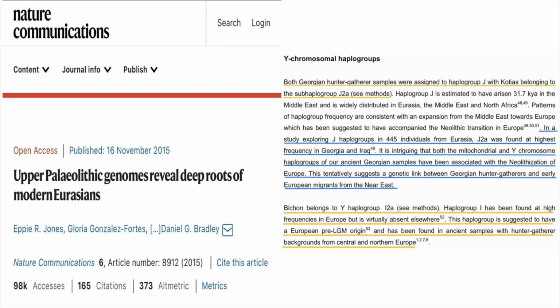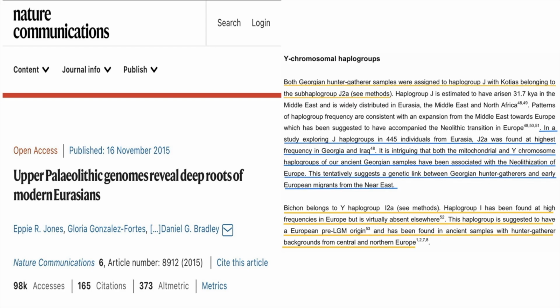what's in yellow. Both Georgian hunter-gatherer samples were assigned to haplogroup J, with Kotias belonging to the subclade J2a. Bichon belongs to Y haplogroup I2a. Haplogroup I has been found at high frequencies in Europe, but is virtually absent elsewhere. This haplogroup is suggested to have a European pre-glacial maximum origin and has been found in ancient samples with hunter-gatherer backgrounds from Central and Northern Europe.